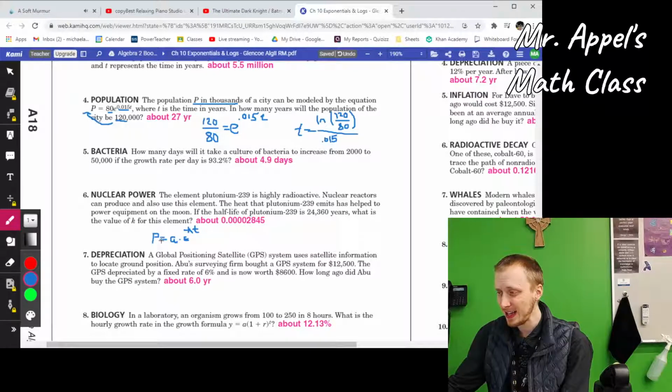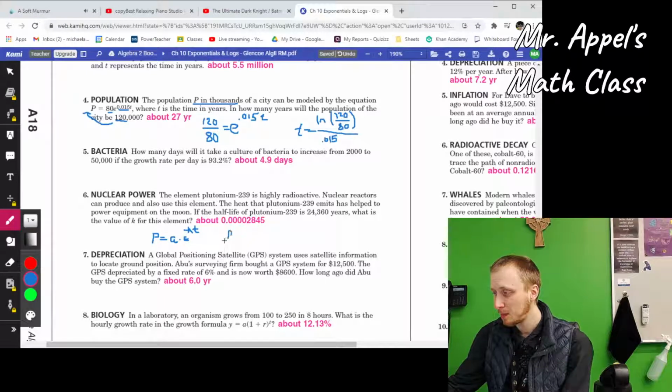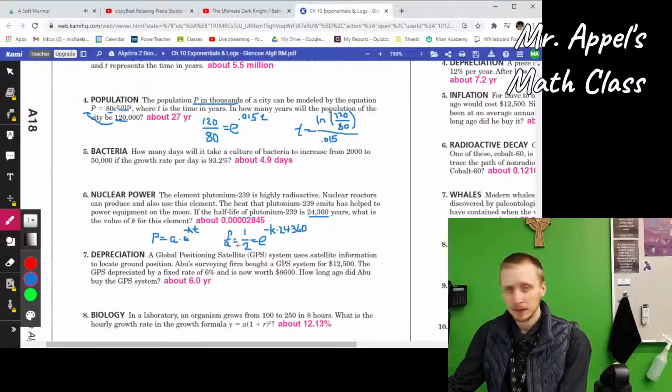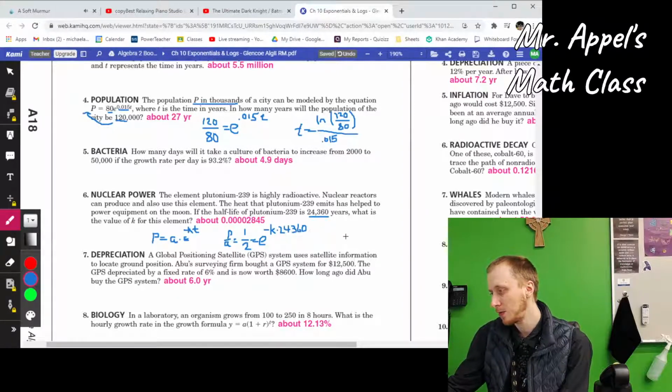We don't care what A and P actually are. We only care about the ratio of them. So when I divide both sides by A, my P over A is 1/2. So set that equal to E to the negative K times our time, 24,360. Okay? Natural log both sides. Divide by negative 24360.